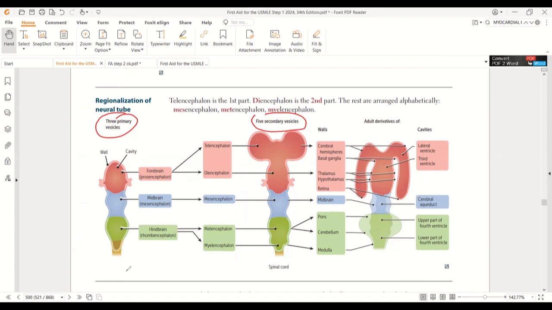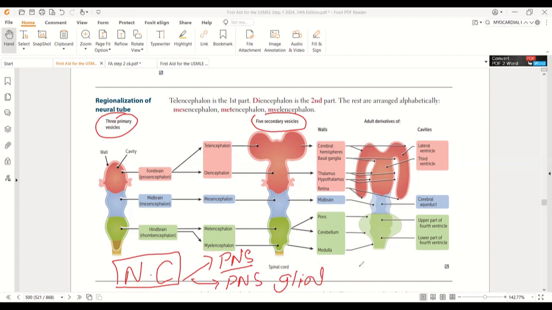So neural crest cells give rise to CNS neurons, peripheral nervous system neurons, peripheral nervous system glial cells, right? And adrenal medulla. Which cells? Adrenal medulla, chromaffin cells.